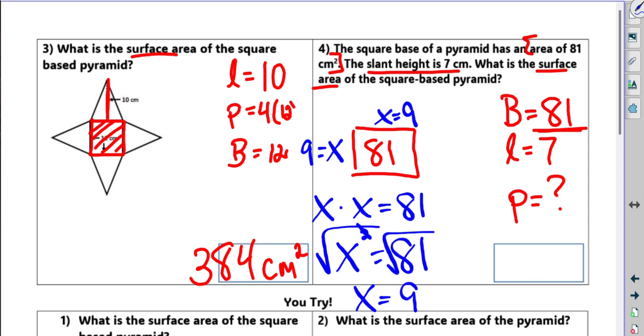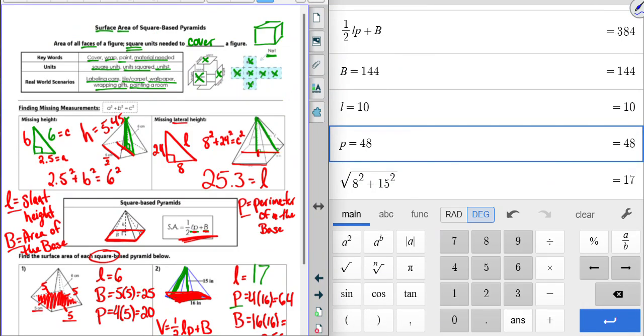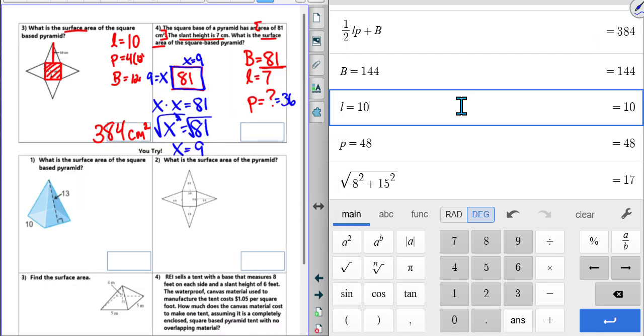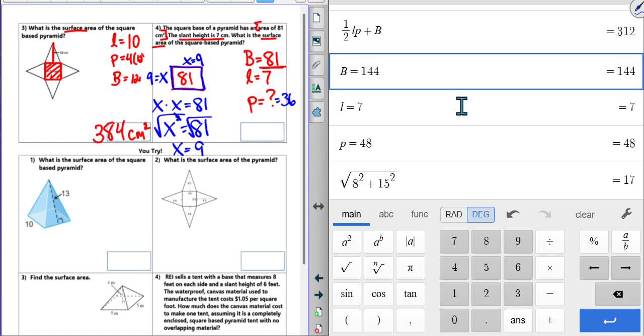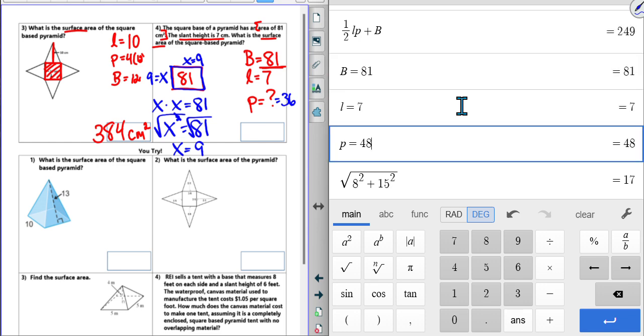That's important because that's going to help us find the perimeter. If that's 9 going all the way around, 9 plus 9 plus 9 plus 9 is 36 for the perimeter. And now we have one last step, plugging into that final equation using a slant height of 7, base area of 81, and a perimeter of 36. So the surface area of that one is 207 centimeters squared.